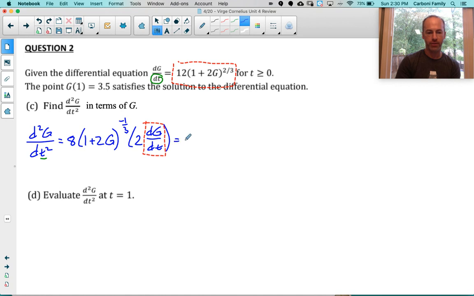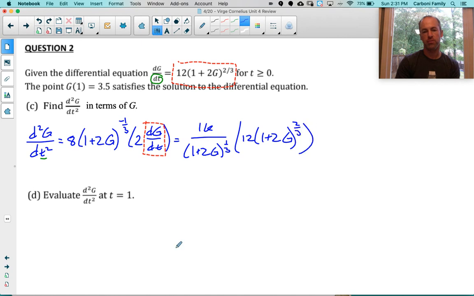And so now this would equal, I'm going to go ahead and say 8 times 2 is 16. I'm actually going to clean this up a little bit because I see at t equals 1, I'm supposed to plug this in a little bit later. So 8 times 2 is 16. I'm going to move that negative exponent to the bottom, (1 plus 2g) to the 1/3. And then I'm going to replace dg/dt with the differential equation, (1 plus 2g) to the 2/3. So there is my second derivative.